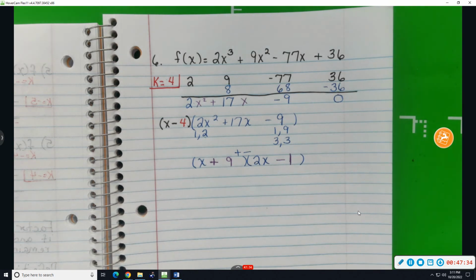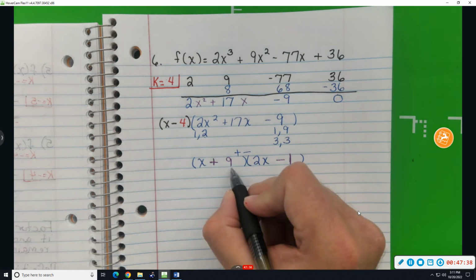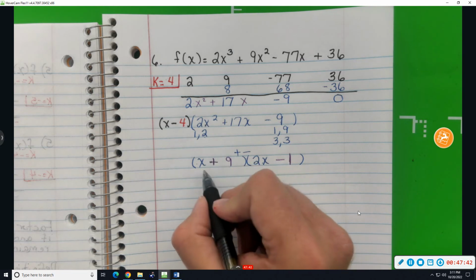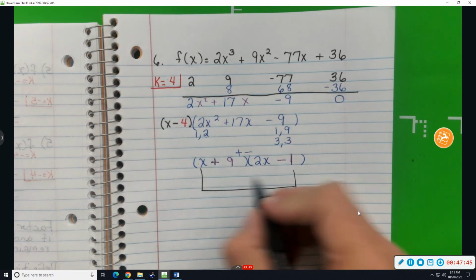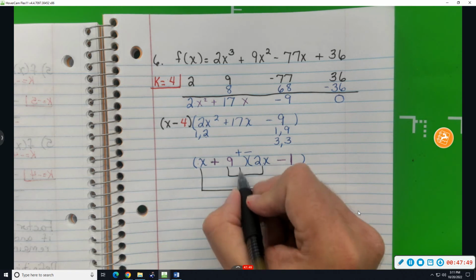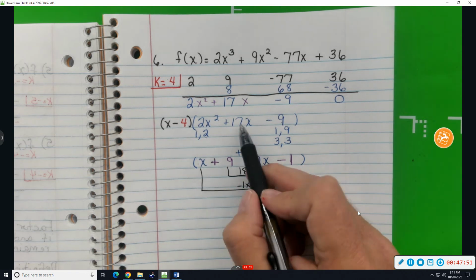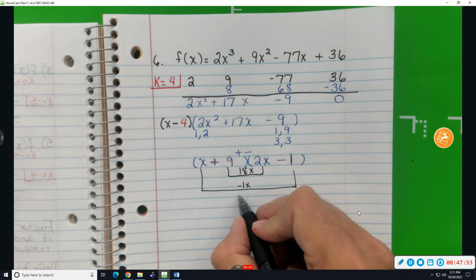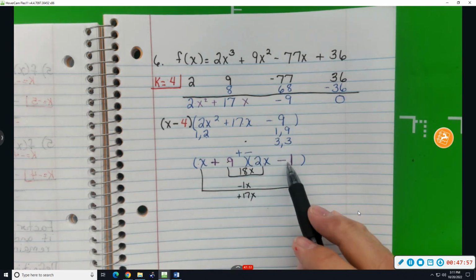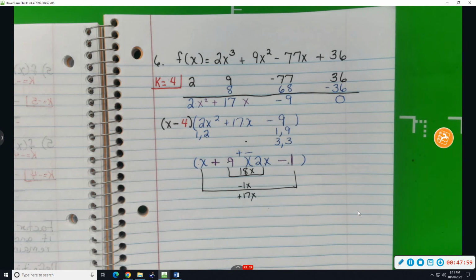It's been a while since I've done this trial and error factoring in here with y'all. We would have, let's see, let's FOIL it out. We'd have 2x squared, and then a negative 1x and an 18x. Is that giving me a positive 17x? Yes. And then 9 times negative 1 is negative 9. So yeah, we have it factored correctly.